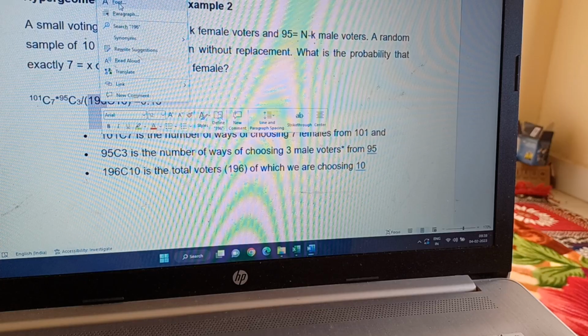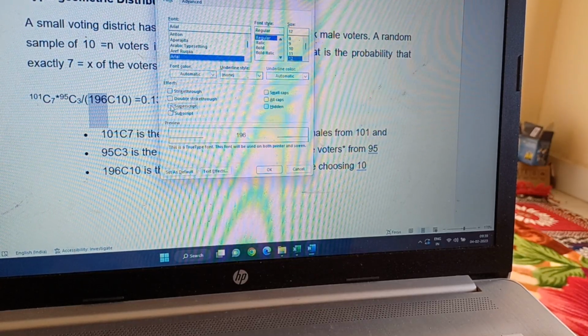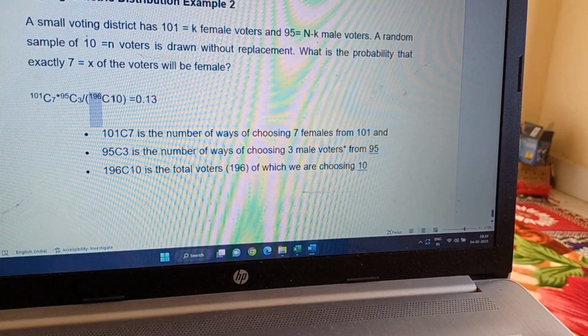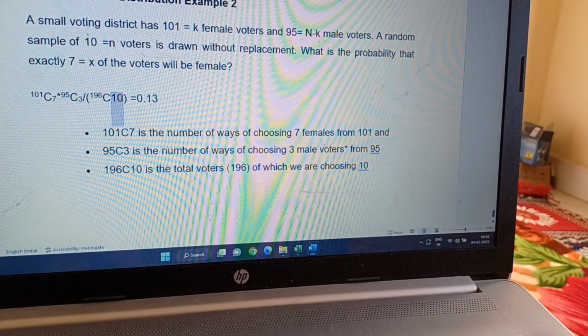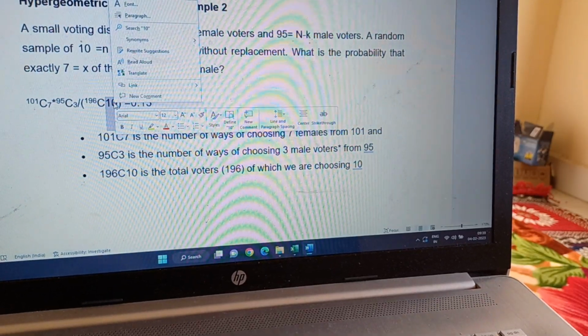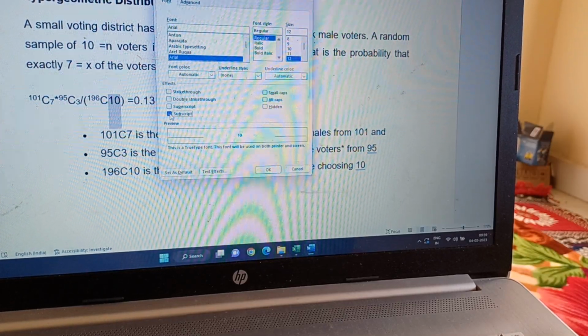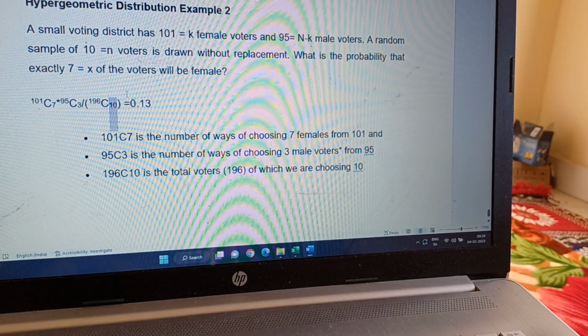So this 196 is the total. It becomes equal to 95 plus 101. So this 196 is the large N, and small n is 10, which I already defined. So this becomes the denominator, and we have this calculation like this. So this becomes probability is equal to 0.13.